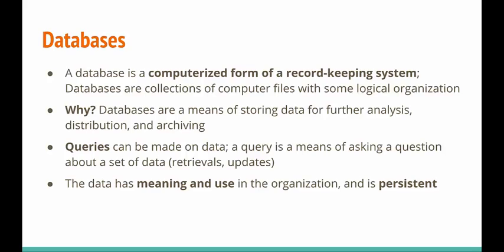So what is a database? A database is nothing more than a computerized record-keeping system. In general, databases are collections of computer files organized in some logical way. So why do we use databases? Well, databases are a means of storing data for further analysis, further distribution, and archiving, a way to keep data around for years to come if that's mandated by such as legal statutes or just for being able to access that data over time if necessary.